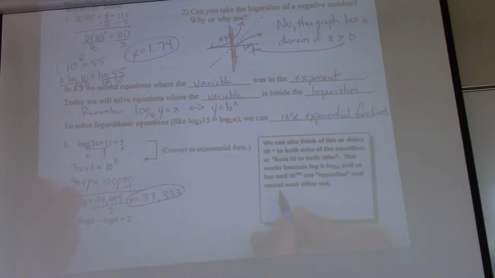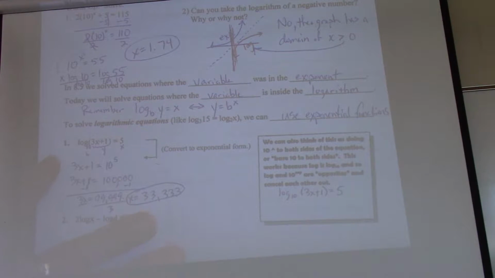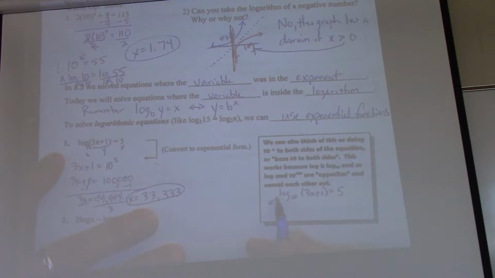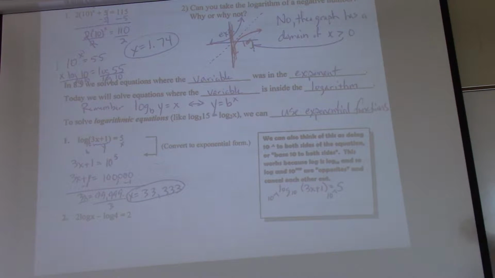Okay? So let me rewrite. I want you to go back here and rewrite this whole problem. Log base 10 of 3x plus 1 equals 5. Now again, what I'm going to do here is go 10 to the power of. So I'm not going to raise them both to the 10th power. I'm going to put 10 to the power of that here, and 10 to the power of that here. If you remember yesterday, we had to log both sides because whatever you do to one side, you have to do to the other side.